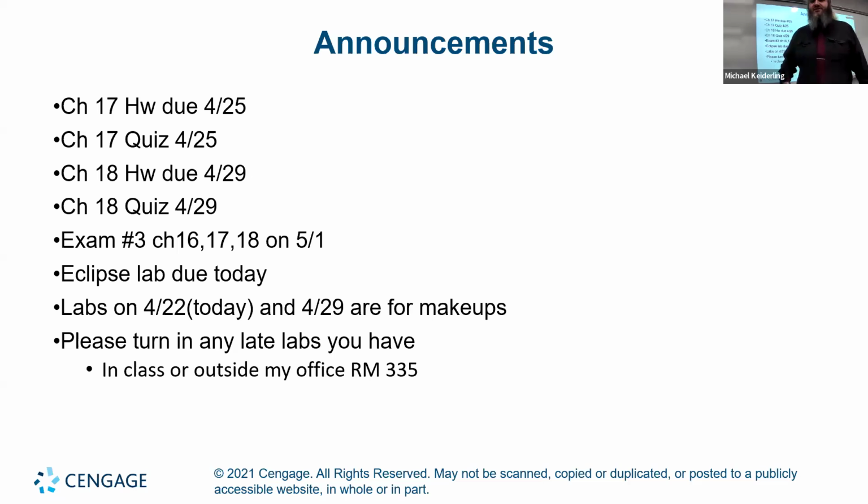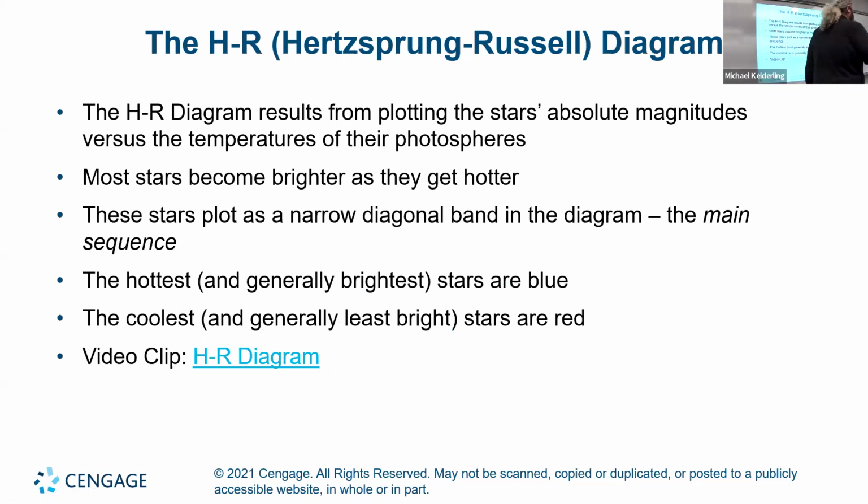So, continuing on with chapter 18, we talked about stars having a luminosity and how we can figure out their luminosity if we know their distance and their apparent brightness. And we can get their absolute magnitude. If you plot absolute magnitude versus temperature of the photosphere for stars, you find that most stars become brighter as they get hotter, and they form a narrow diagonal band in this diagram that's called the main sequence.